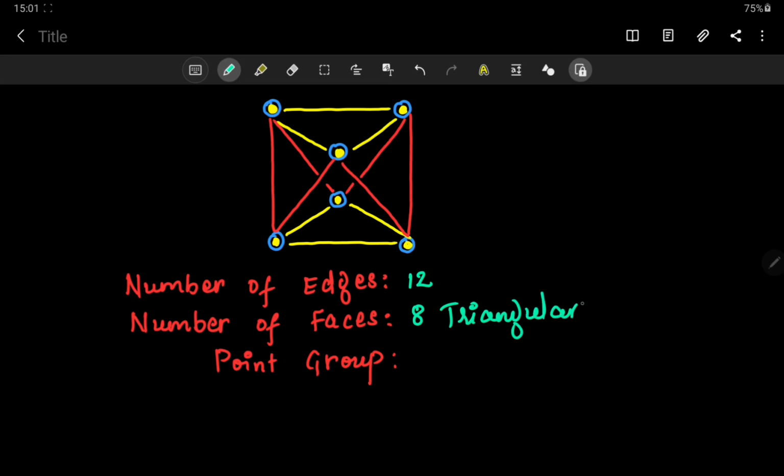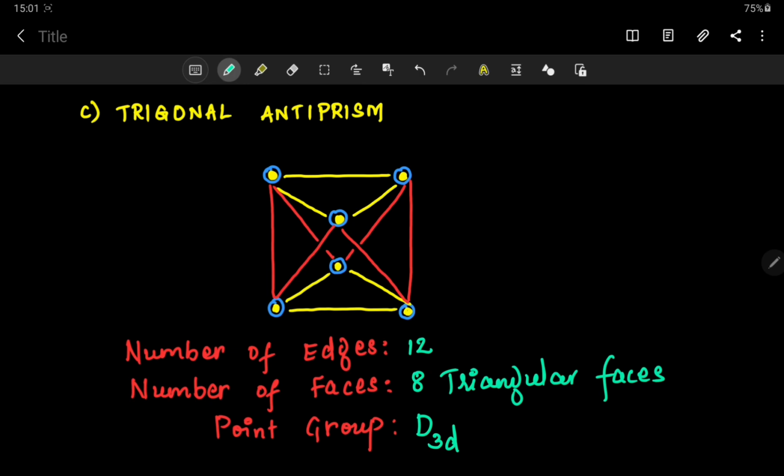Since the two triangular units are staggered to one another, this will generate a D3d point group. The symmetry point group is D3d. Well, this is trigonal antiprism with 12 edges and 8 triangular faces with a D3d point group.